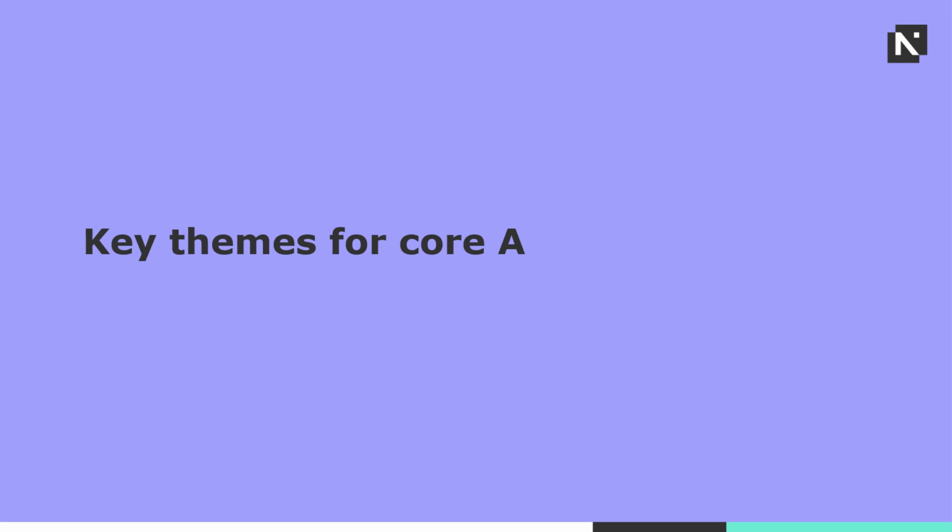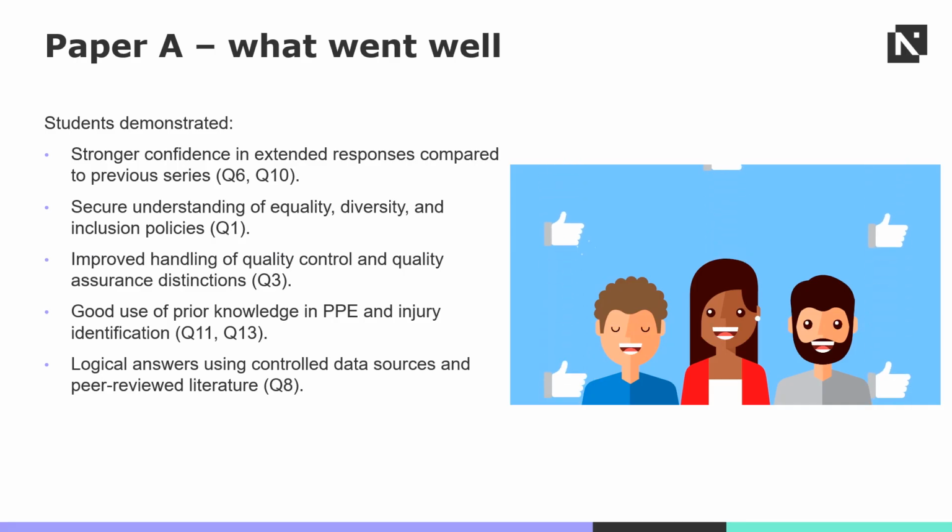Let's begin with key themes for Core A. In Paper A, students showed encouraging progress in several areas. Firstly, we saw stronger confidence in extended responses compared to previous series, particularly in questions 6 and 10. These responses were better structured and more students attempted them rather than leaving them blank.